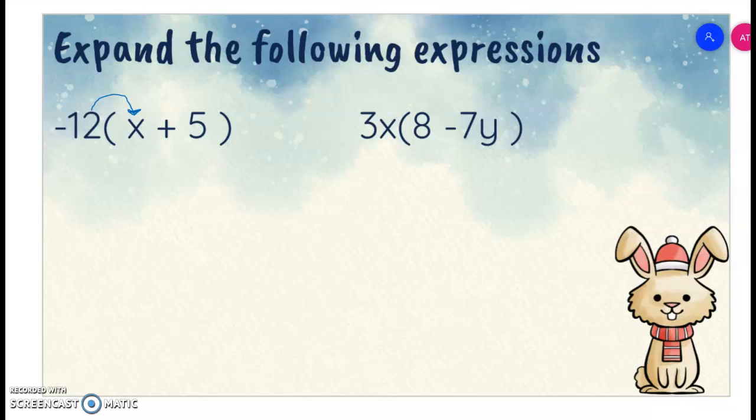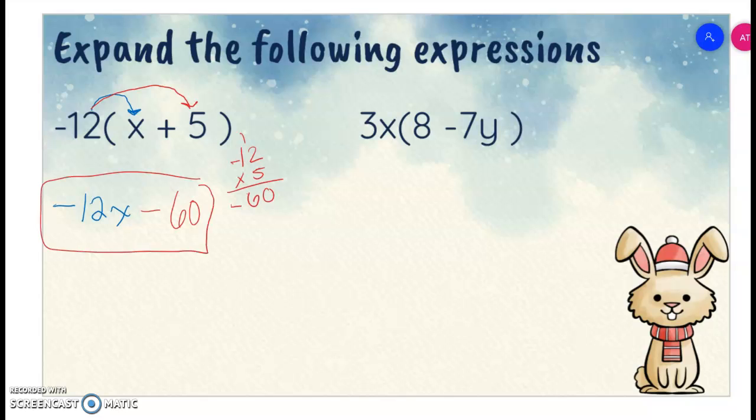When I'm multiplying, a negative times a positive is a negative. So basically I'm going to keep the negative 12 and just add its little x friend to it, because it's still multiplying. Then make sure you take that negative 12 and multiply it by the negative 5. 5 times 2 is 10. 5 times 1 is 5, plus 1 is 6. And a negative times a positive would give me negative. So in expanded form, this would be your final answer.